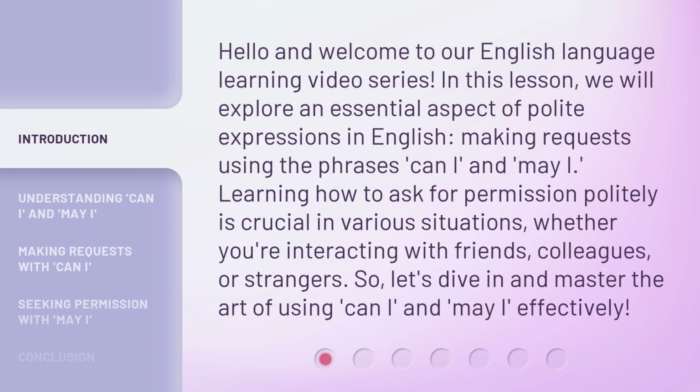In this lesson, we will explore an essential aspect of polite expressions in English. Making requests using the phrases can I and may I. Learning how to ask for permission politely is crucial in various situations, whether you're interacting with friends, colleagues, or strangers. So, let's dive in and master the art of using can I and may I effectively.